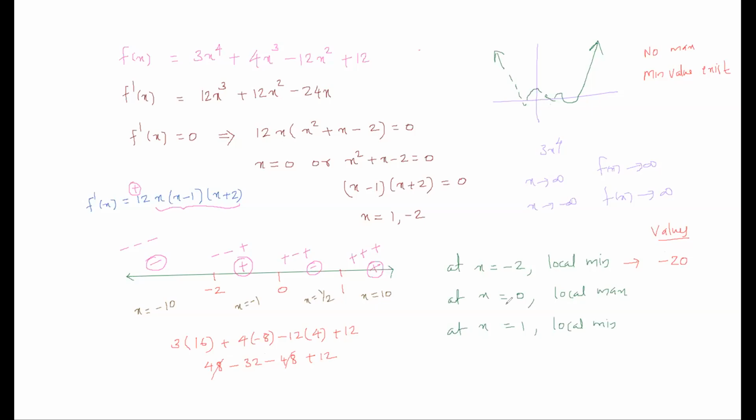And we can say that at x is equal to -2, there is a local minimum, and that local minimum value is -20. Then at 0, there is a local maximum, and the maximum value, put 0, you will get 12. At 1, there is a local minimum, and to get the local minimum, just substitute the values. 3 plus 4 minus 12 plus 12. You can see that 3 plus 4 is 7. So we can conclude like this in this particular question.